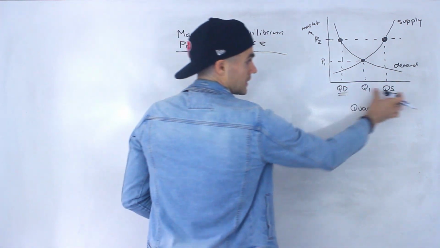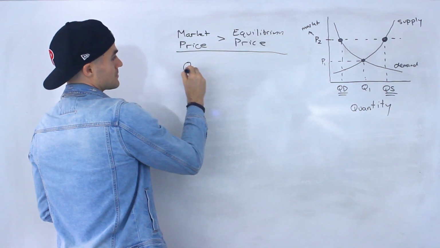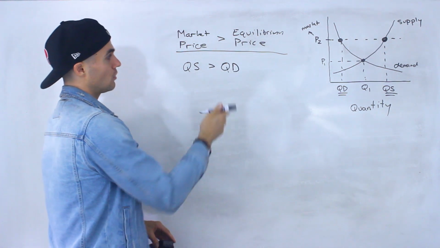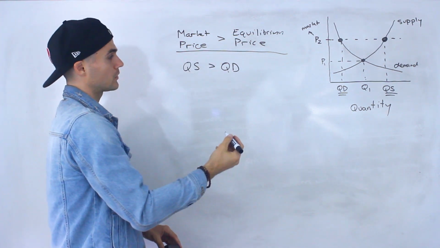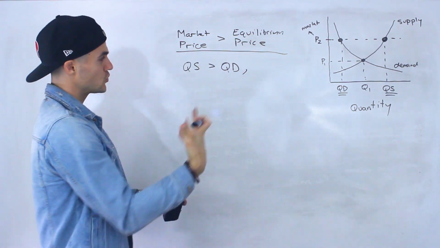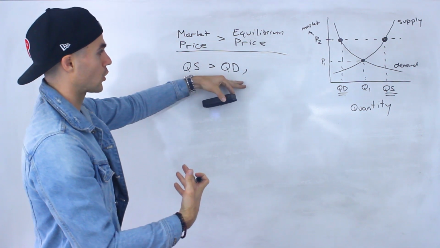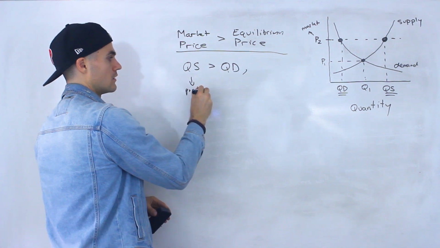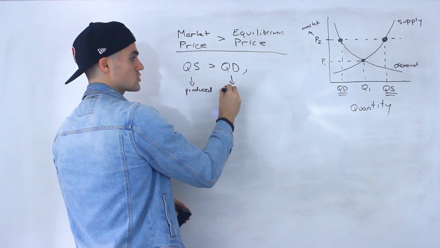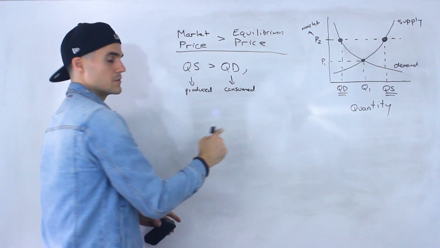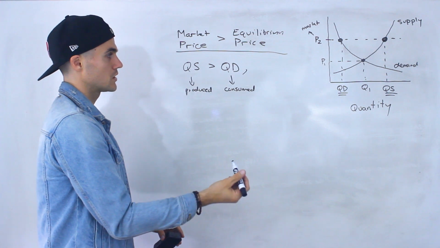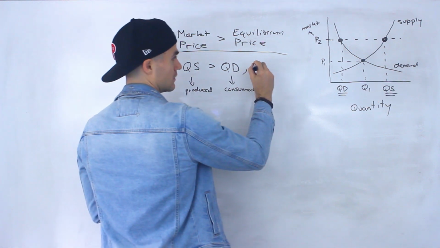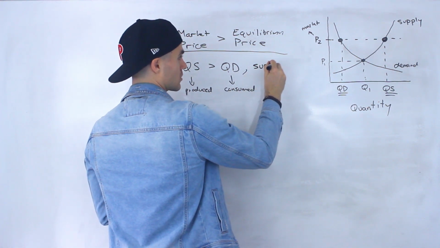So from here, we can see that the quantity supplied is going to be greater than the quantity demanded. That's always going to happen if the market price is greater than the equilibrium price. Intuitively, what that means is that the amount produced is going to be greater than the amount consumed. So the producer is going to have excess inventory, and that is called a surplus.